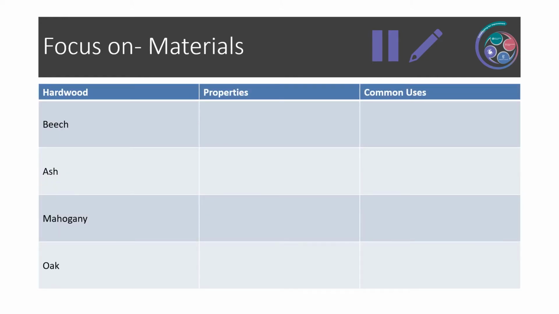The hardwoods that you need to know for higher level are beech, ash, mahogany, and oak. I suggest that you pause the video now, copy the table and complete the properties and common uses of each material.